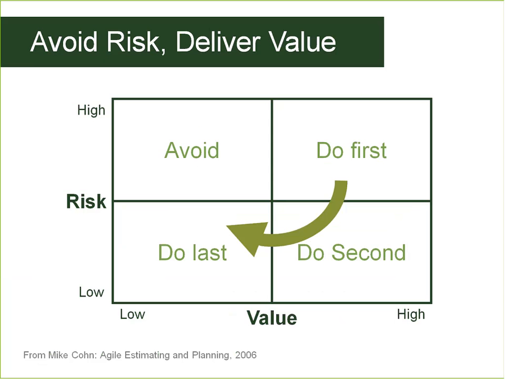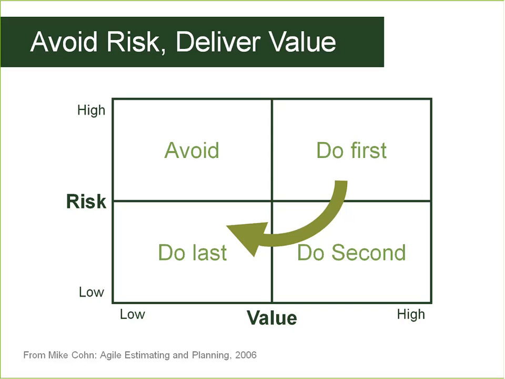So the story I'm going to tell you today is about learning to avoid risk and maximize value under pressure. And this slide, I think, is a great exemplar of that. This is from Mike Cohn's book, Agile Estimating and Planning, which is one of those books that I was looking to when I was beginning to do Agile as a manager for the first time.